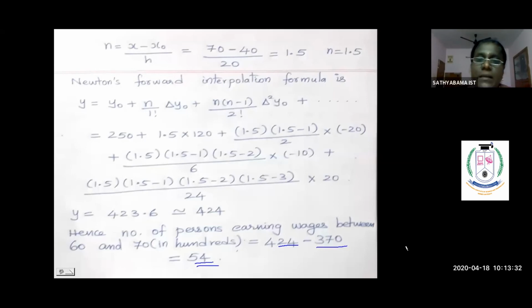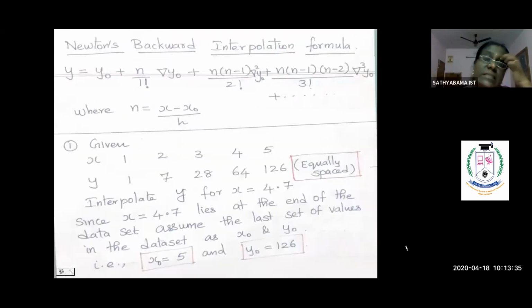Okay, right. So now we'll go for the next formula, called Newton's backward interpolation formula. It is given by a formula similar to the forward interpolation formula: y is y naught plus n into del y naught by 1 factorial, plus n into n minus 1 by 2 factorial, del square y naught, plus n into n minus 1, n minus 2 by 3 factorial into del cube y naught, plus etc. It goes on. The only difference between forward and backward is that the last entry is considered as initial.